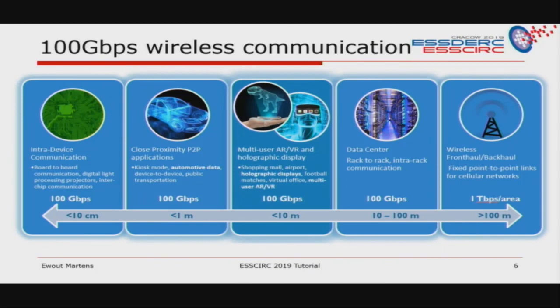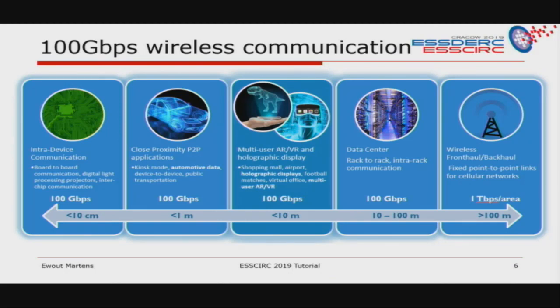And in this system, there are a lot of places where we need 100 gigabits per second wireless communications, from the data center, so from chip to chip communication, to the front haul or back haul, where we also want very large data rates. And in the middle, we have things like the infotainment with AR and VR.